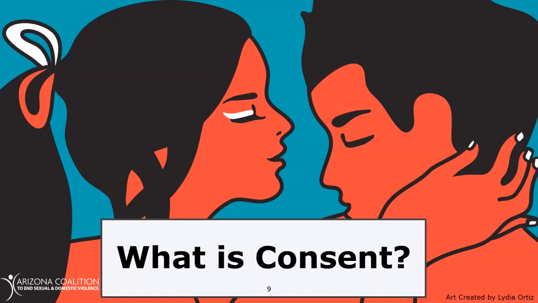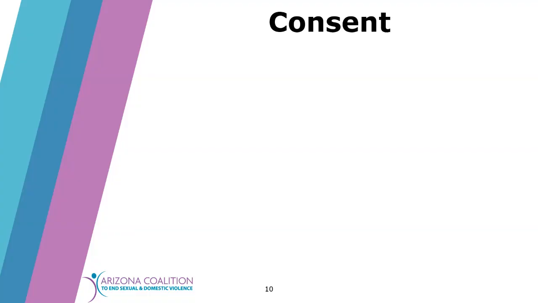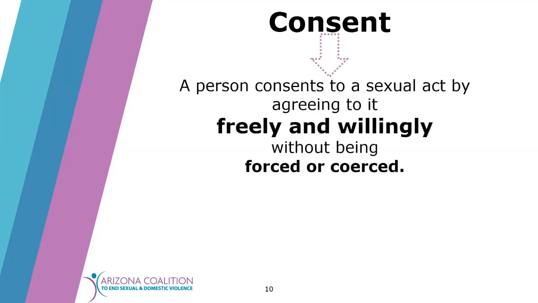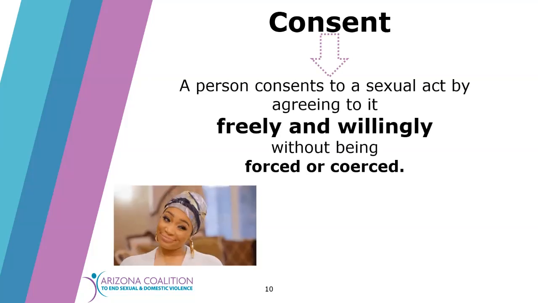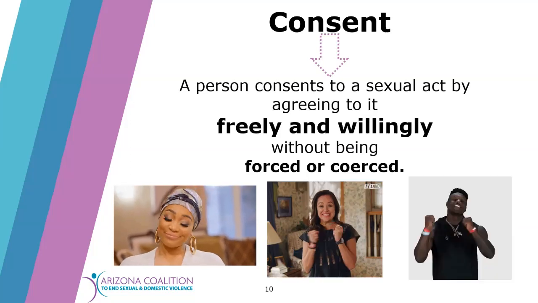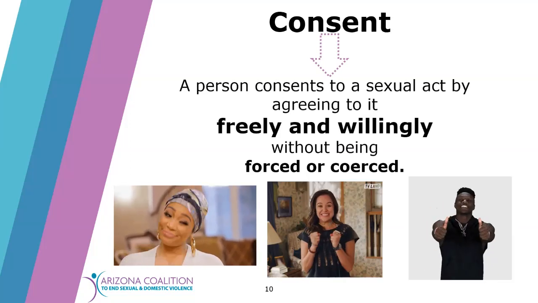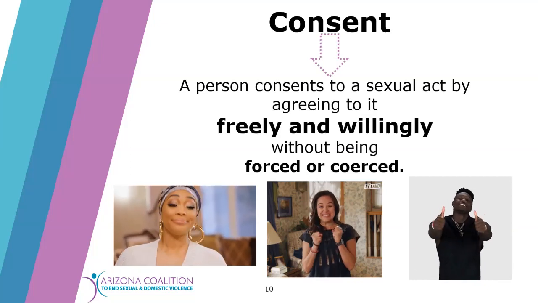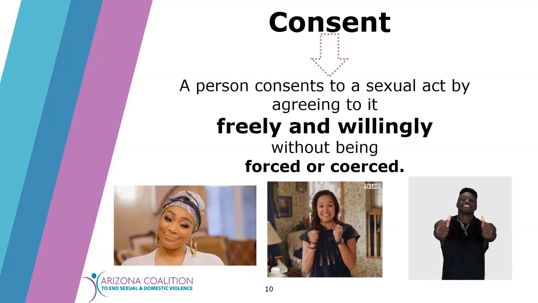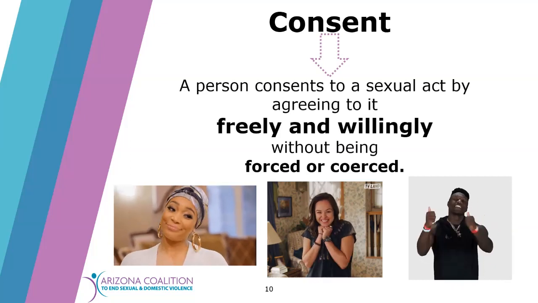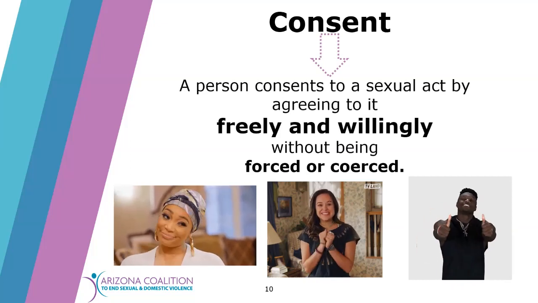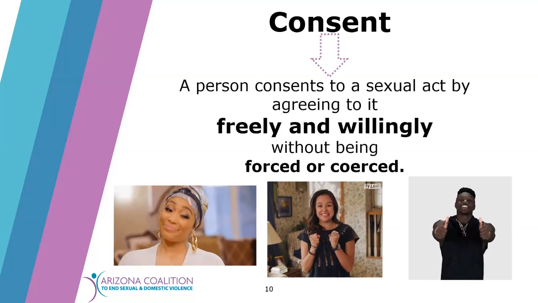We've already touched on consent, and I've said it at least seven times in this presentation already, but what is it? What is consent? Consent is when a person freely and willingly agrees to a sexual act without being forced or coerced. When we look at these people on the slide, we can see that they're consenting. We see a lot of different agencies and ideas that consent is about that verbal piece, but what if that person is mute or has a verbal disability? That doesn't mean that they can't consent.